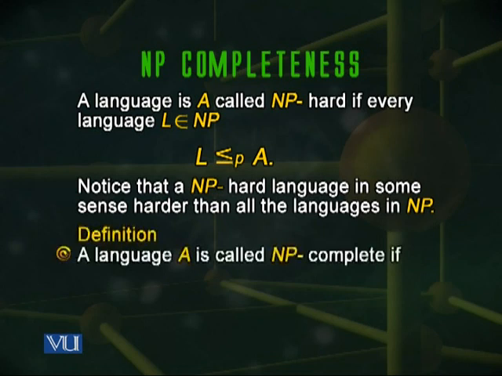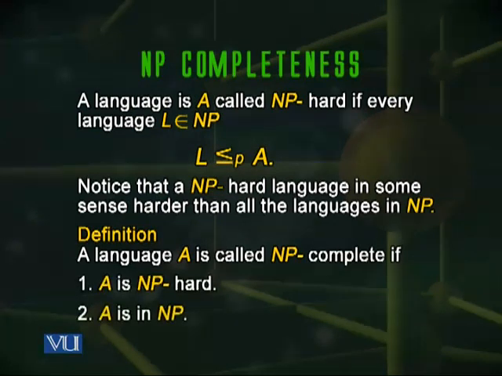Now let us look at the following definition. We will call a language A NP-complete if, first of all, it is NP-hard, and the second thing is it itself is in NP. So a language is NP-complete if it belongs to the class NP and all the languages in NP reduce to this language A. So if there is an NP-complete language, it must be very special.